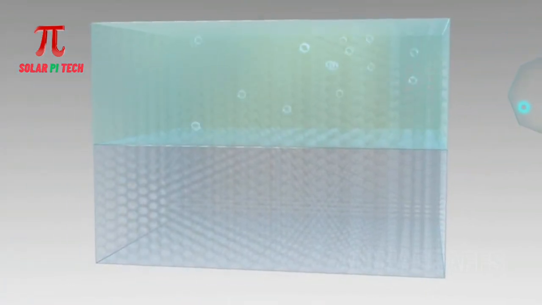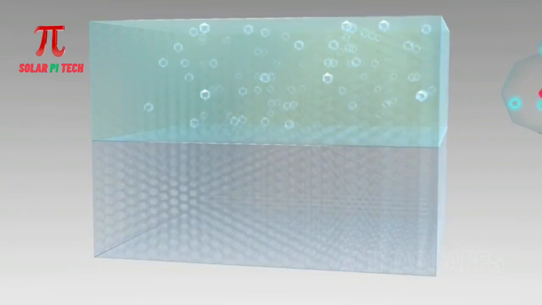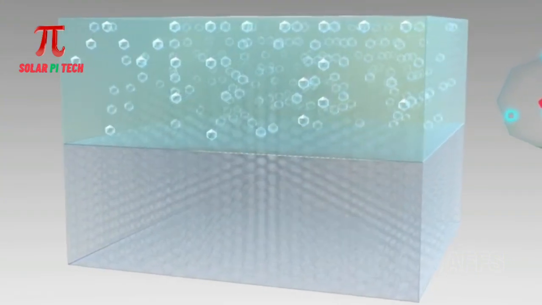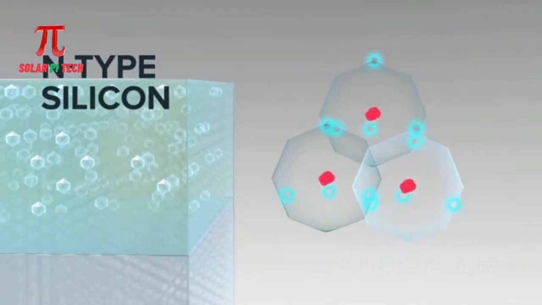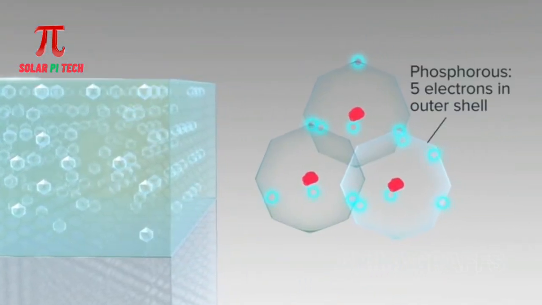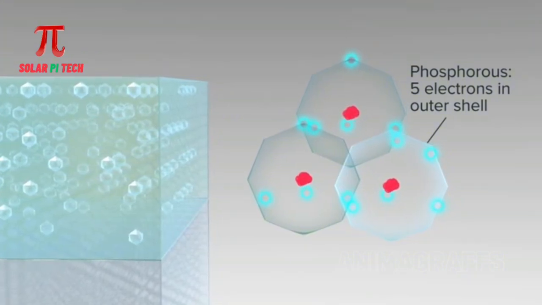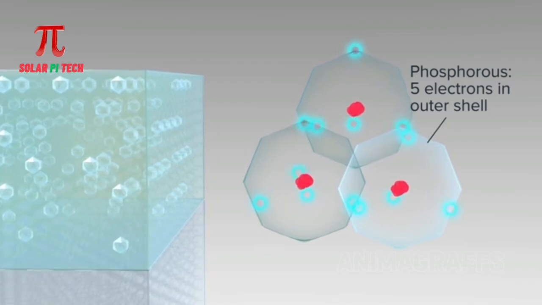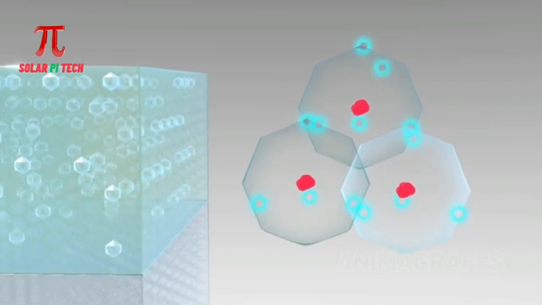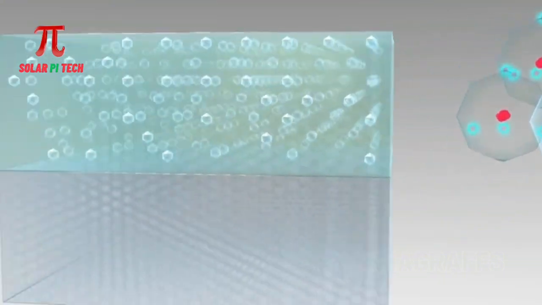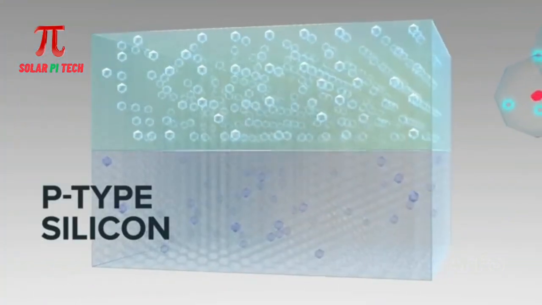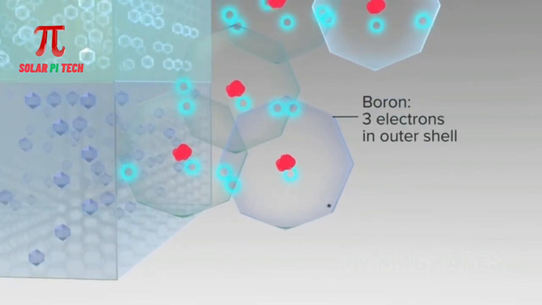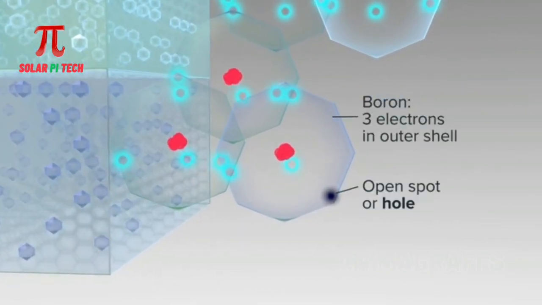It's possible to add small amounts of impurities to silicon that change its molecular structure. This is called doping. N-type silicon, N meaning negative, is doped with phosphorus. Phosphorus has 5 electrons in its outer shell, where 4 are used to bond with neighboring silicon atoms, leaving an extra free electron. P-type silicon, P for positive, is doped with boron, which has 3 electrons in its outer shell, leaving an extra open space or hole when bonding with silicon.